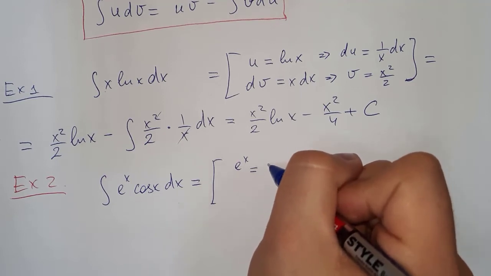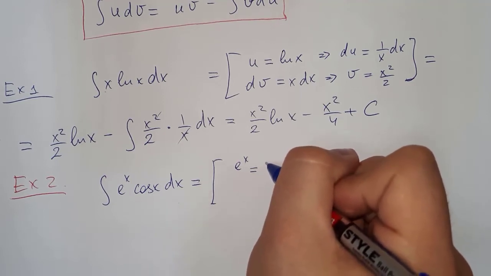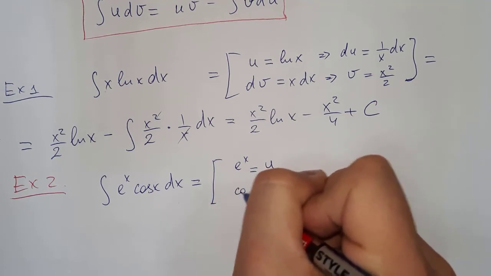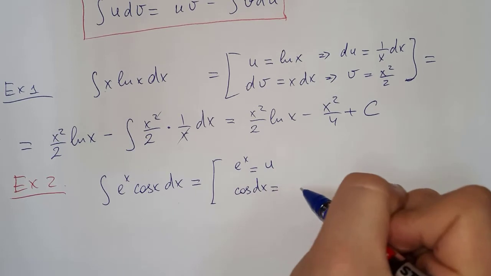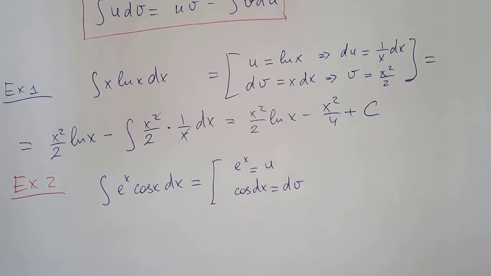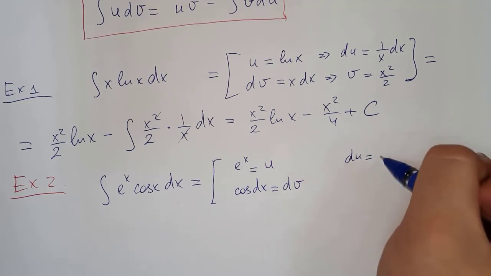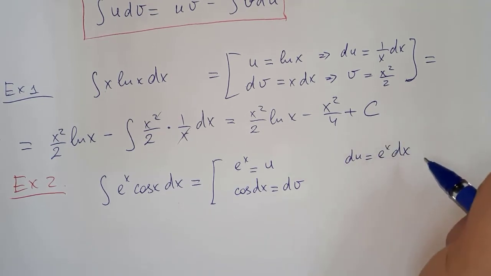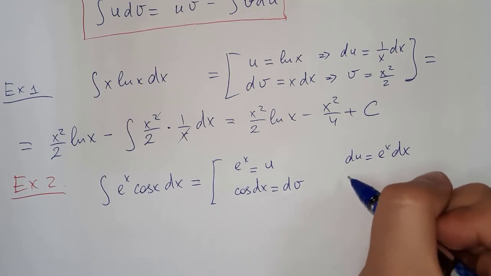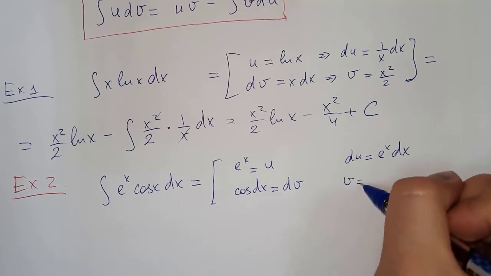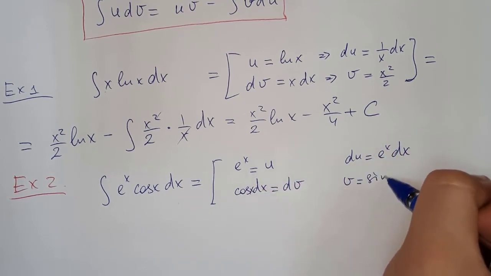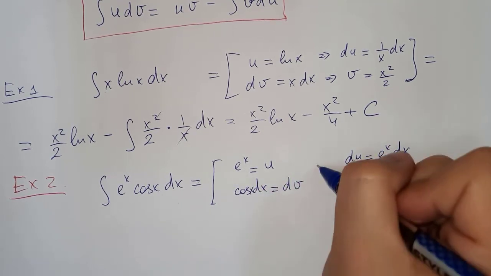e to the power of x is u. Then cosine x dx is dv. So du is e to the power of x dx again. And now v is... the integral of cosine x is sine x.